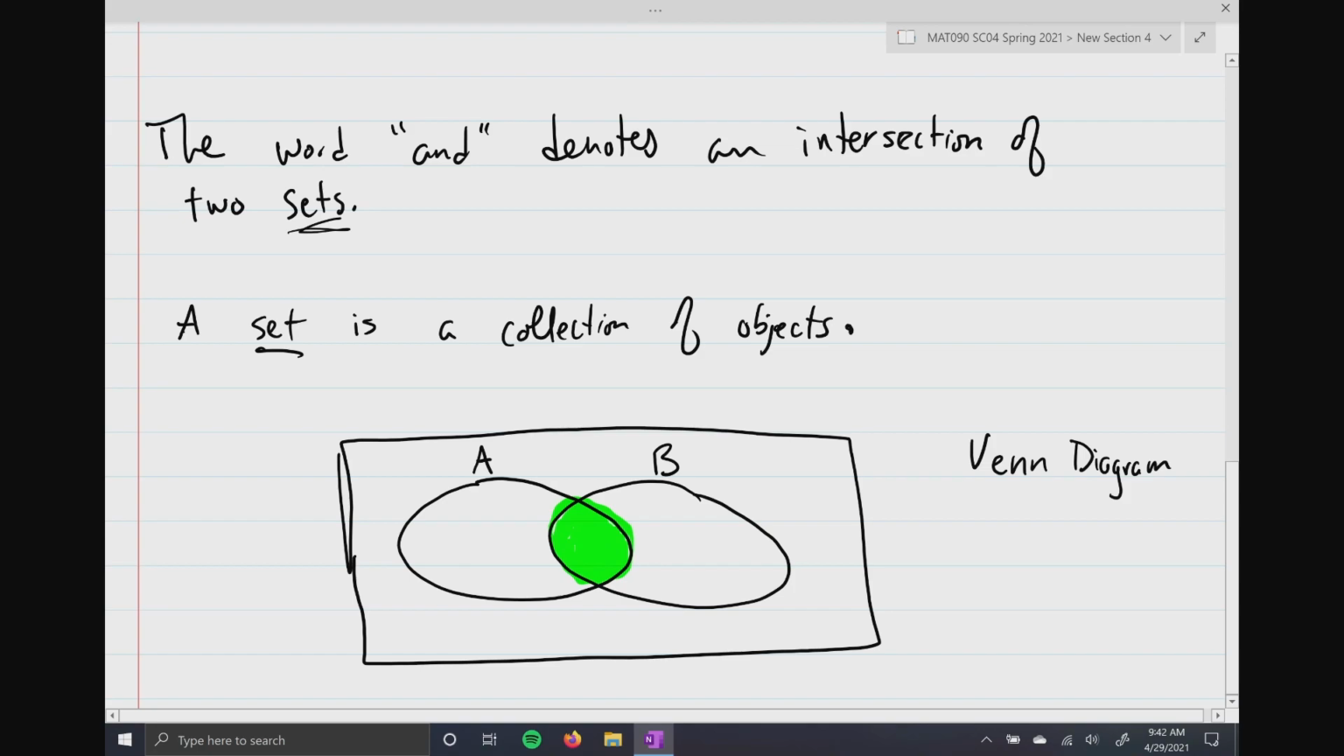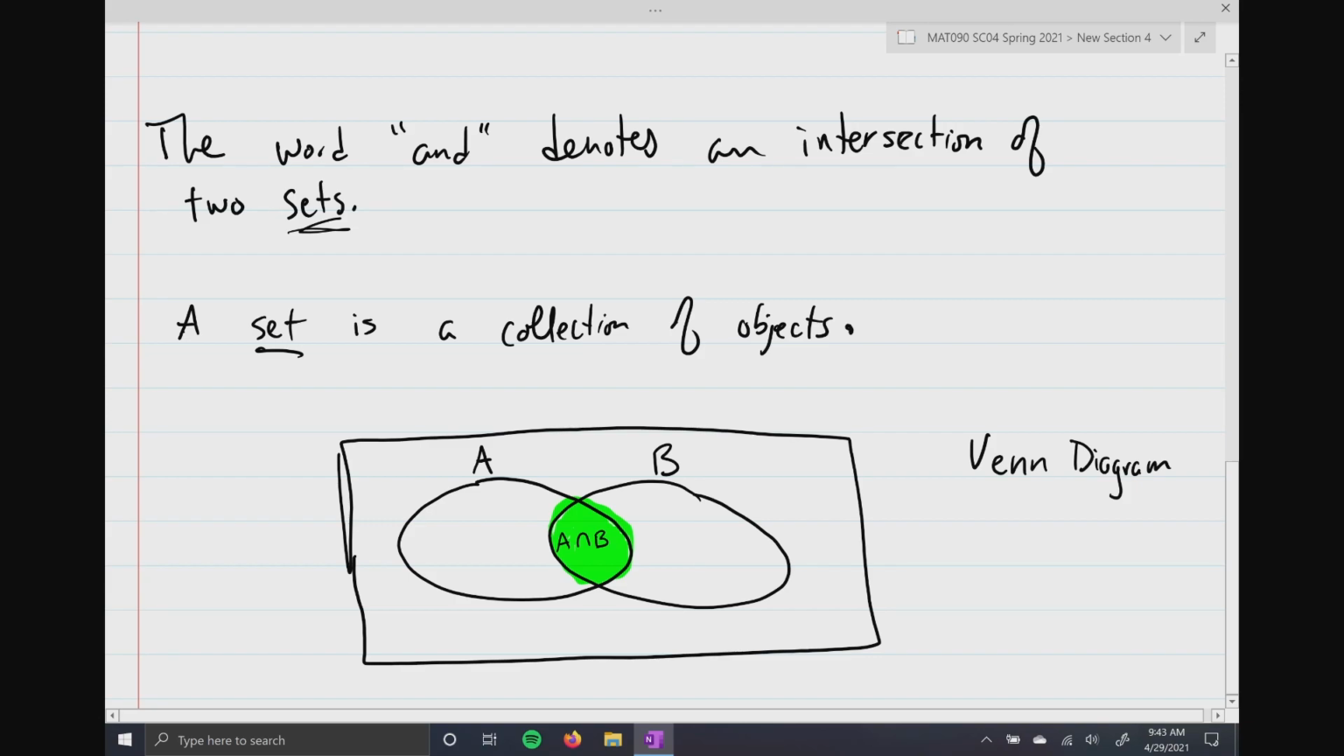Okay, and inside that overlap is A intersection B. So I gave you a new symbol. It's the upside down U. That symbol means the intersection. So when we're trying to solve an "and" problem, we're looking for all the numbers that are contained inside of that green region, because those are going to be the values that satisfy both inequalities.